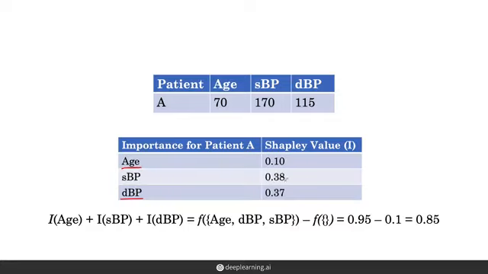Notice that the contributions of SBP and DBP look much higher relative to age and before, and this is capturing that these two high values are driving the risk for this patient. Another cool property of Shapley values is that the Shapley values sum up to the risk prediction with the full model minus the base risk in the population. In other words, the Shapley values are telling us how much each feature contributes to the additional risk over the baseline risk of the population.